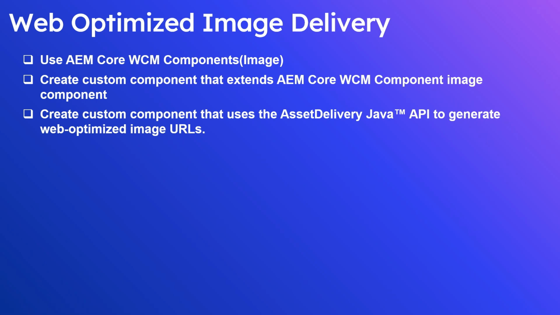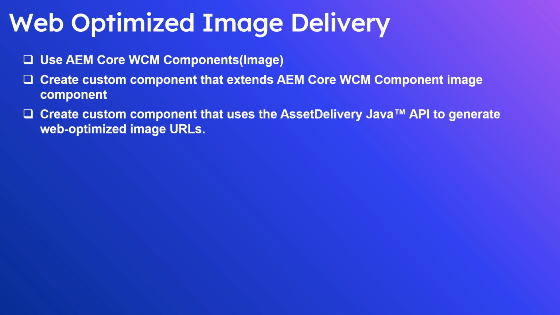The Web Optimized Image Delivery service in AEM uses a feature called Server-Driven Content Negotiation. This means that instead of strictly following the image file extension, the service automatically chooses the best image format for each user based on what their device and browser can handle.